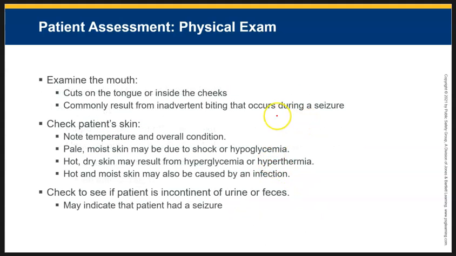Examine the mouth and consider what may have occurred there. Also, part of our initial scene size up, but we want to pay attention to it in our deeper assessment as well, is the patient's skin, because pale, moist skin could be due to shock, which we always need to be careful of, or hypoglycemia. Hot, dry skin, if it's not an environmental injury, and the possibility of heat stroke or hyperthermia, could be due to hyperglycemia. Also need to consider the idea of sepsis and septic shock.